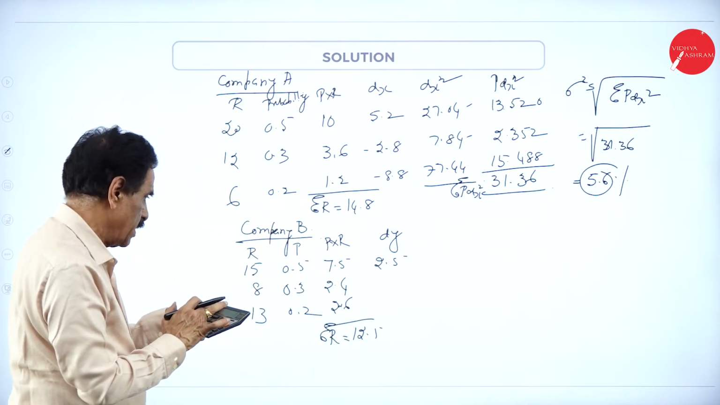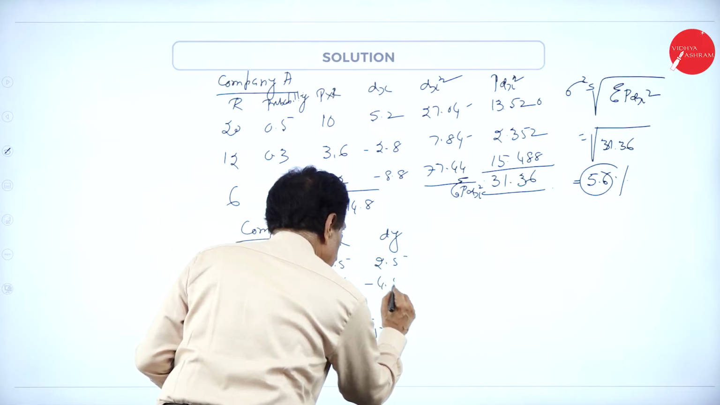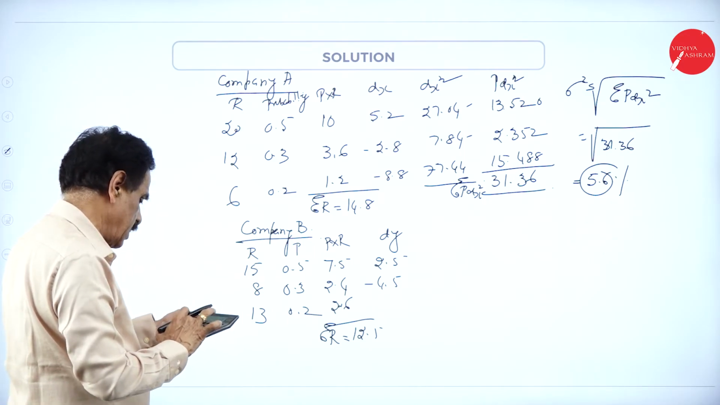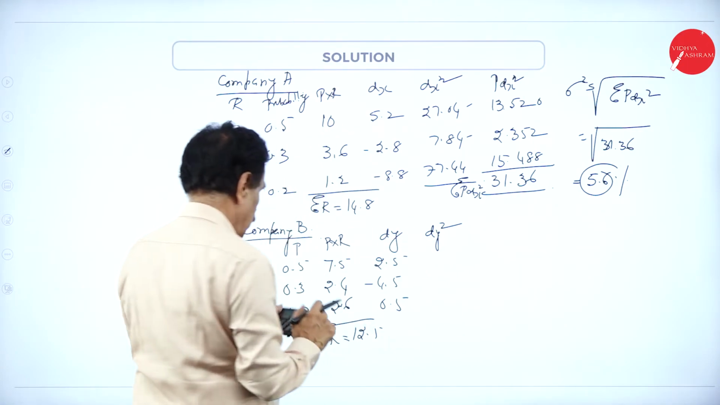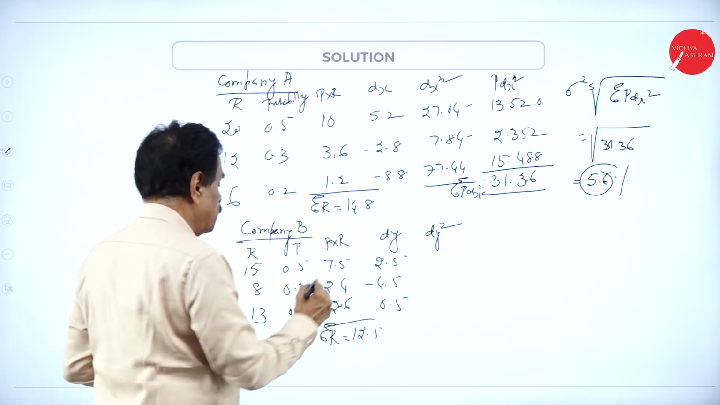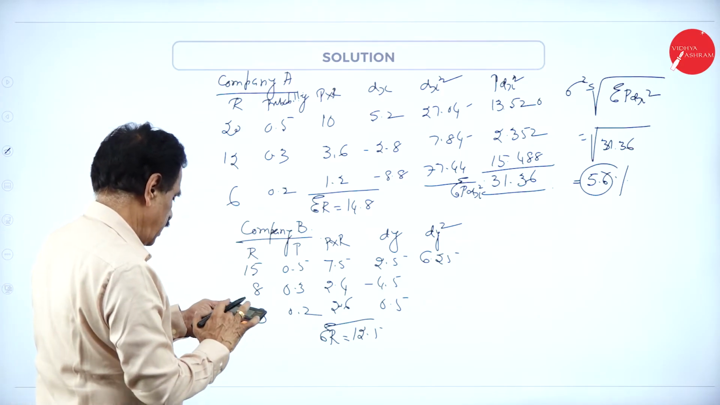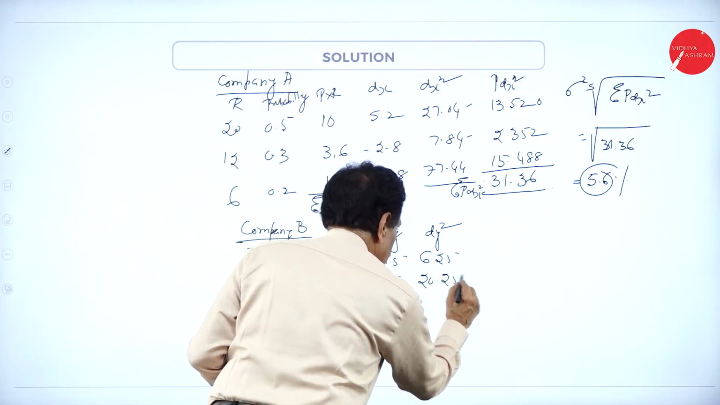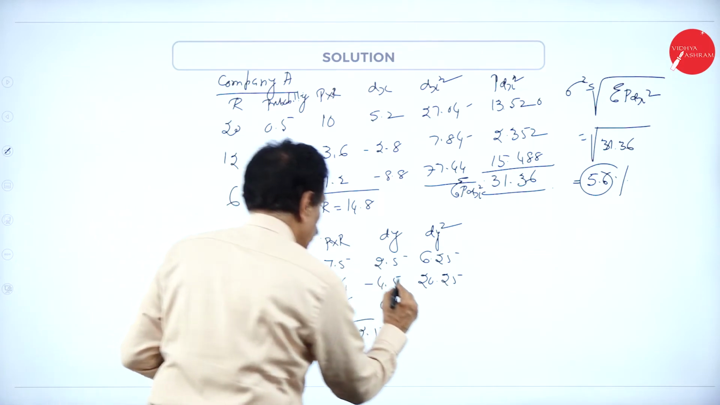Then 8 minus 12.5 is minus 4.5. Then 13 minus 12.5 is 0.5. dy square: 2.5 into 2.5 is 6.25. 4.5 into 4.5 is 20.25. 0.5 into 0.5 is 0.25.